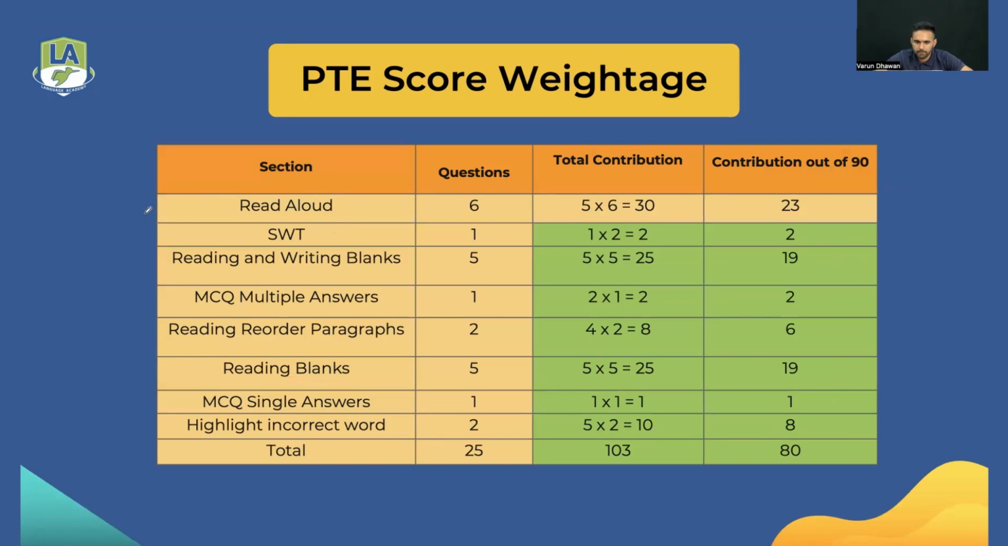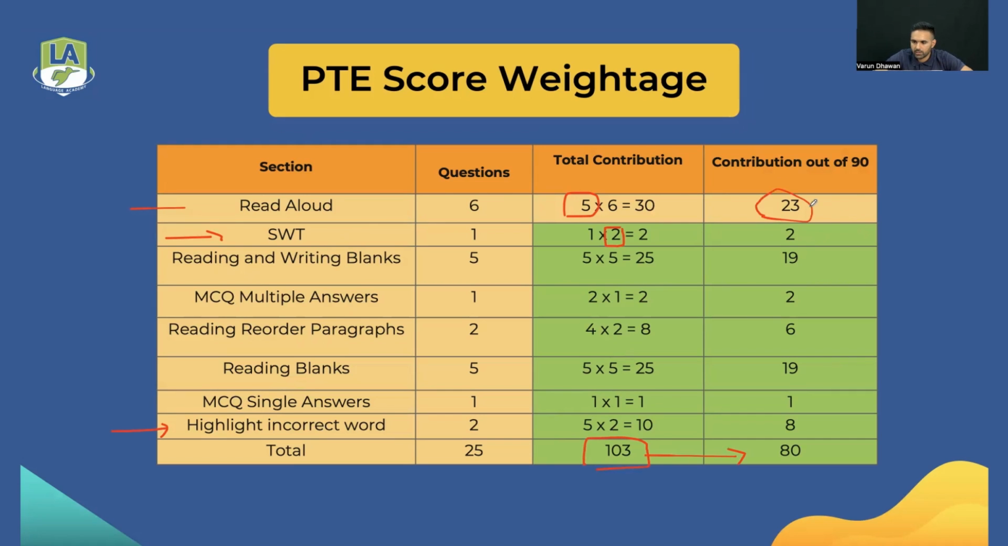Similarly, for your reading, you get points from speaking read aloud. One read aloud will give you 5 points in reading. Summarize written text will only give you 2 points in reading, the content part. Then reading and writing blanks, MCQ multiple answers, reorder paragraphs, reading blanks, MCQ single answers, and highlight incorrect words from the listening module. This total comes to 103, and if we calculate this out of 80, the highest contributor is read aloud.